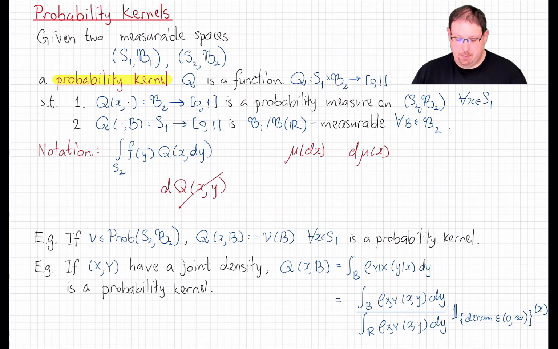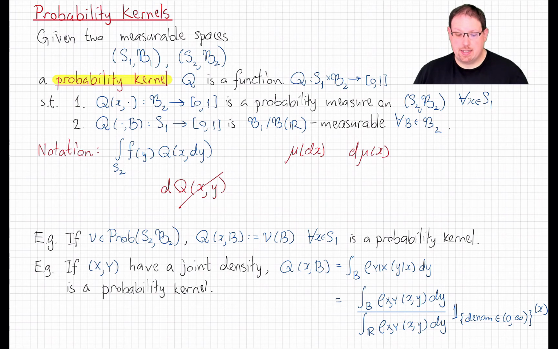So let's look at some examples. For starters, we could just take a probability measure on S2, B2, and declare that that is a probability kernel. It doesn't depend on x, but that's okay. It's just a constant function of x. Constant functions are, of course, measurable, and therefore this is a probability kernel. Kind of a silly example, but important nonetheless.